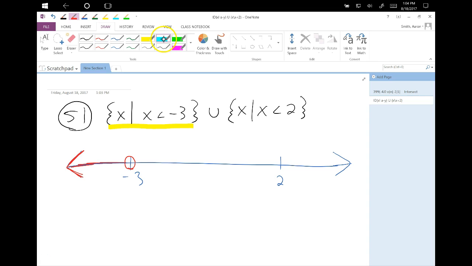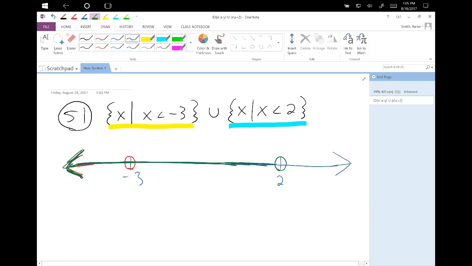For the other one, the set of all x such that x is less than 2, I'm going to go ahead and do this one in green. I'm going to do this one over here. I'm going to have an open circle again because it's a less than. And I'm going to shade, oops, wrong way, sorry. I'm going to shade to the left because everything less than 2 would be over here on the number line. I can go ahead and go right past that.